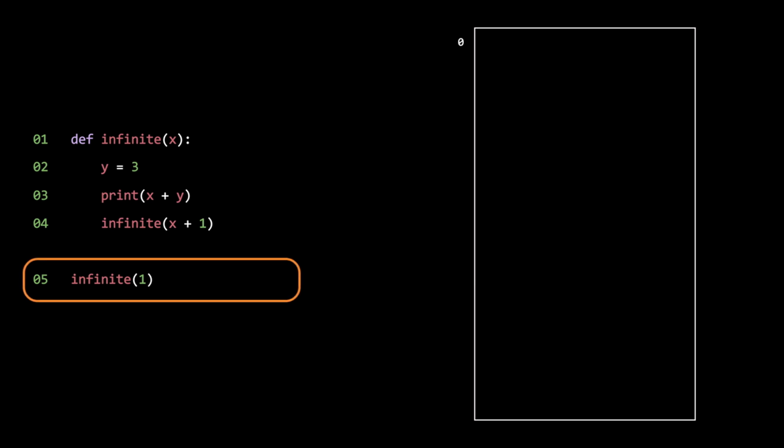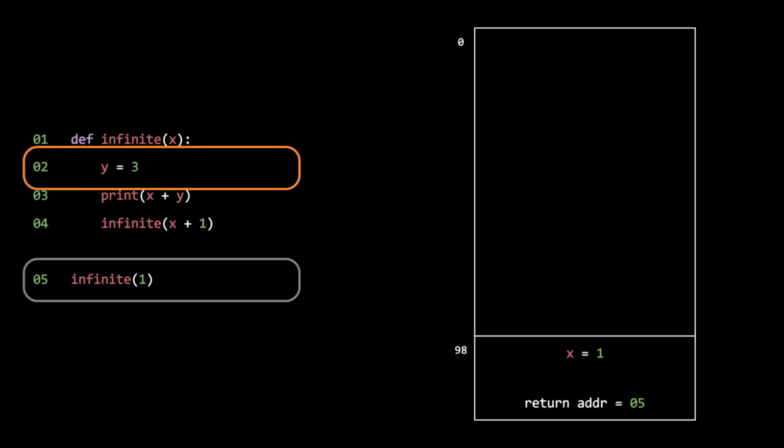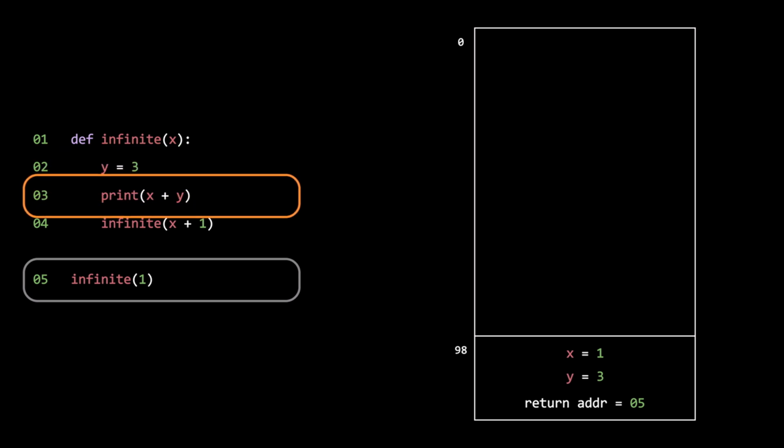So we're calling infinite with the value of 1. You can see there's 1 argument. So we're going to store the return address of 5 in our first stack frame. And we're also going to copy that 1 into a local variable called x for the argument x. We're also going to declare another local variable y, which is always going to be 3. Then we're going to print the sum of those. So we're going to print 4, which doesn't have any representation on the screen.